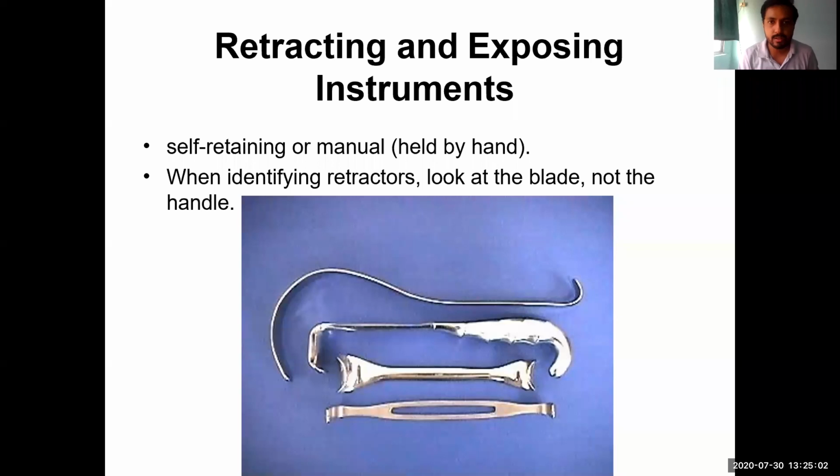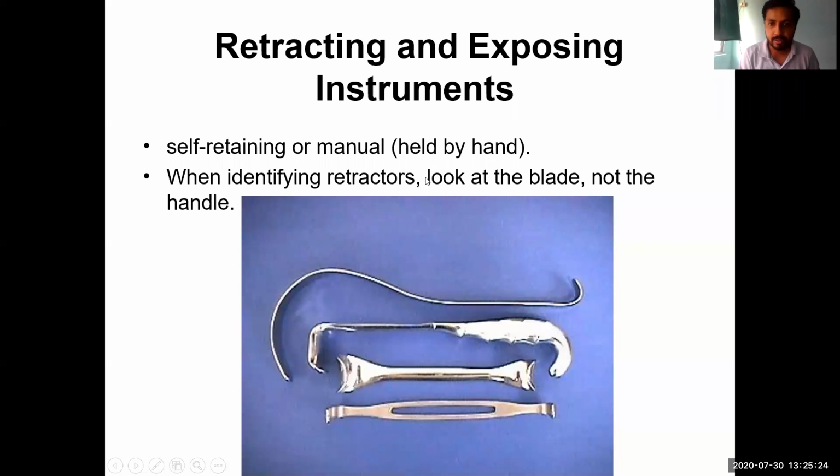We will start. We'll discuss the instruments, retracting and exposing instruments. These are the main, most common retractors we generally use. These retractors may be self-retaining or manual. These are all manual. There is no self-retaining capacity. The retractor has been shown to you.